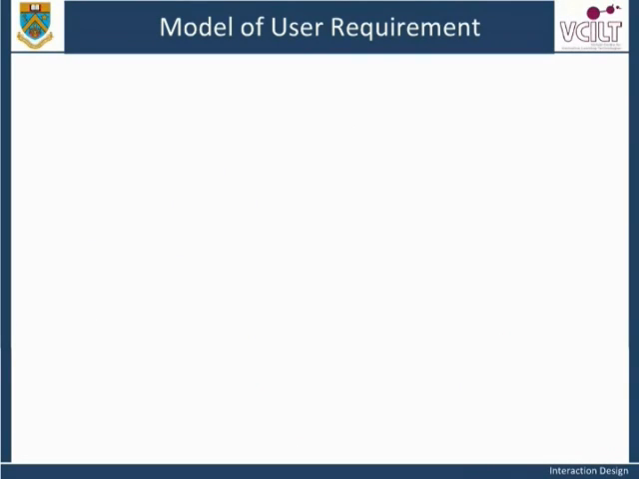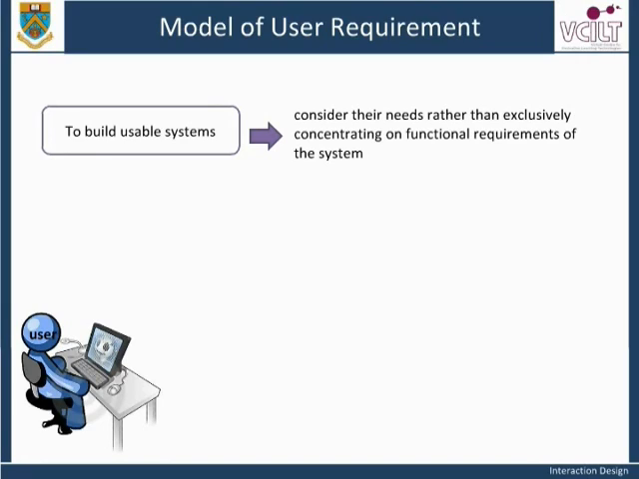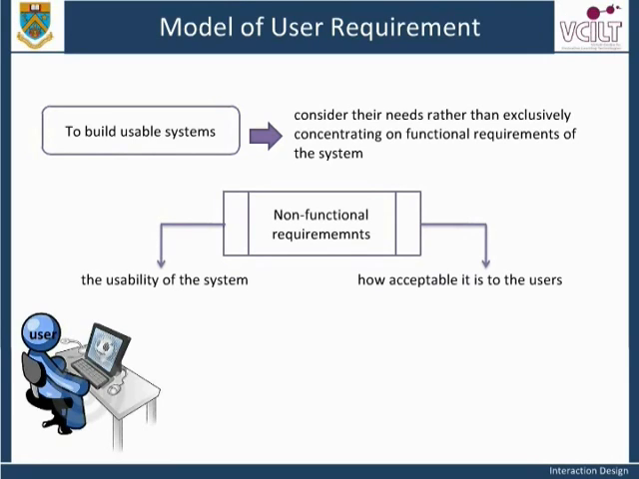An important set of people who are often forgotten about are the users, who will actually end up using the system. In order to build systems which users will find usable, we need to consider their needs rather than exclusively concentrating on functional requirements of the system. These non-functional requirements include issues such as the usability of the system and how acceptable it is to the users. Without such considerations, systems may be produced which have been designed without considering whether they would be acceptable to users.